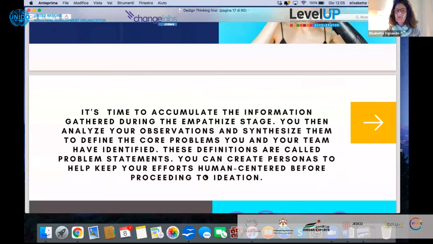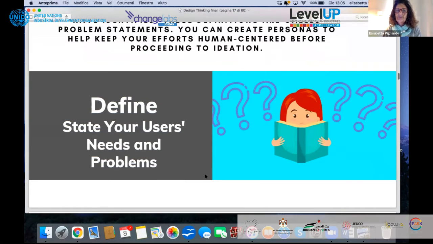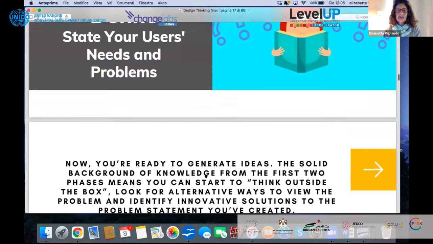So it's the time to accumulate the information gathered during the empathize stage. You then analyze your observations and synthesize them to define the core problem you and your team have identified. This definition is the core problem statement. You can create personas to help keep your effort human-centered before proceeding to ideation. Define means that you state your user need and problem.